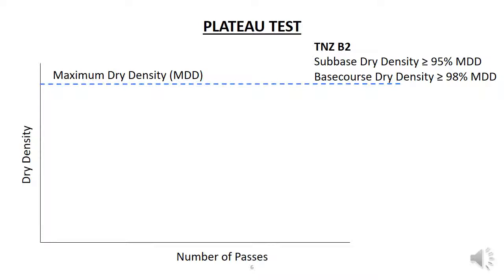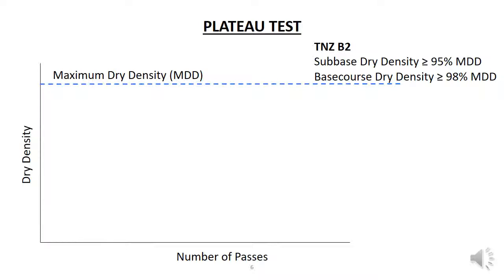So the requirement of TNZ-B2 is that the subbase dry density is equal to or more than 95% of the maximum dry density which was determined in the lab for that particular aggregate. It also requires that the base course dry density is equal to or more than 98% of the maximum dry density of that base course aggregate as determined in the lab.